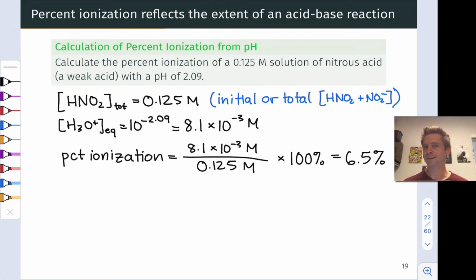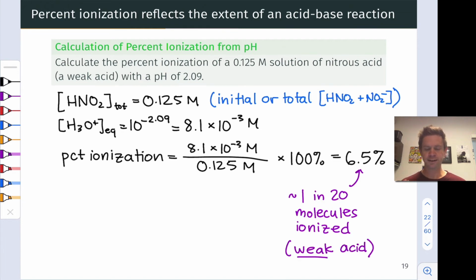Now, what does this mean conceptually? This is, roughly speaking, 1 in 20 or 5 in 100 of the molecules in the solution. And so it means roughly 1 in 20 molecules of HNO2 are ionized. 1 in 20 molecules have reacted with water to produce H3O+ and NO2-. The remaining 19 are intact HNO2. This is a weak acid, and this percentage makes this glaringly clear that only 1 in 20 molecules of HNO2 react with water at equilibrium to produce H3O+.